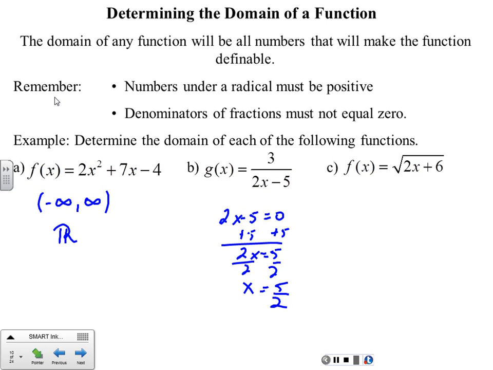But your domain, how you would write this is x such that x cannot be 5 halves. And it's a set, because it is a set of all numbers. It's the set of all numbers of x such that x cannot equal 5 halves. So anything but 5 halves works.